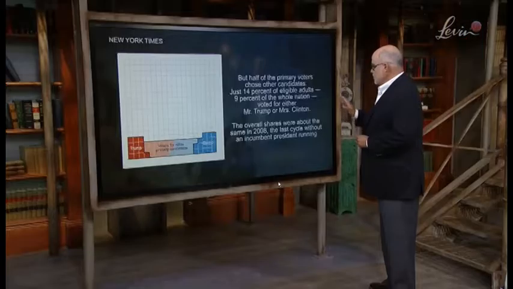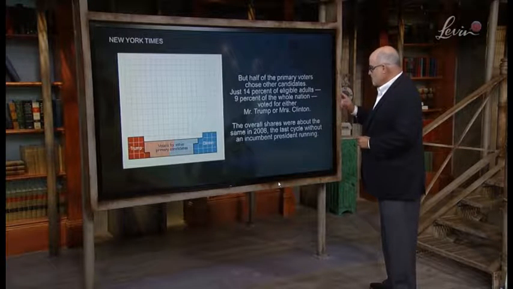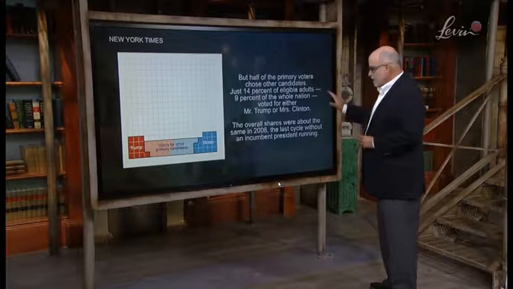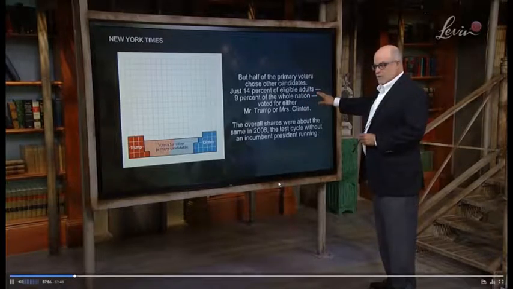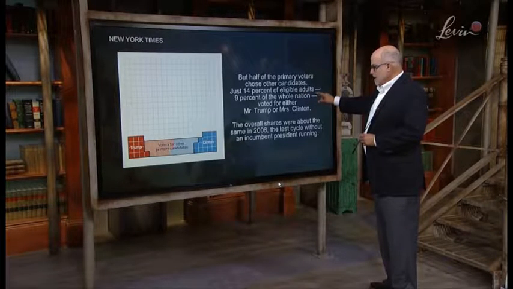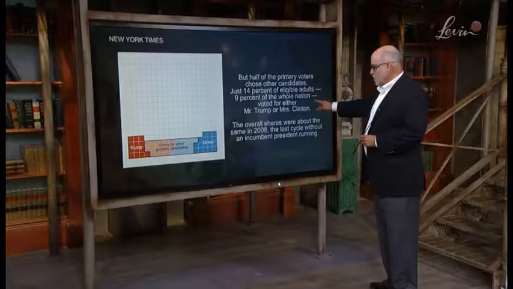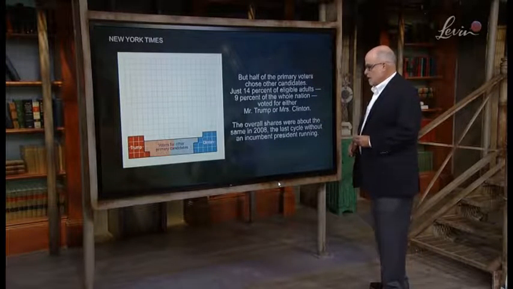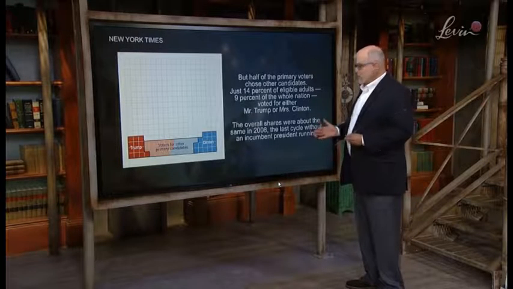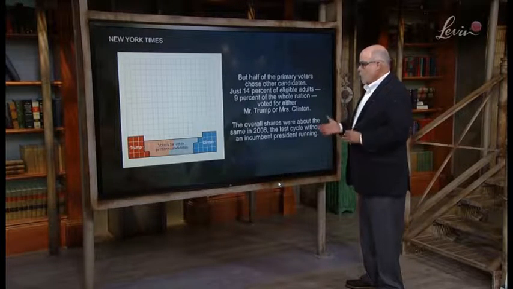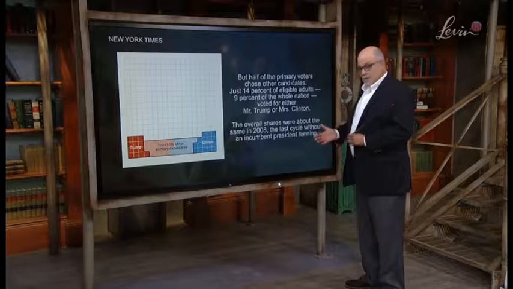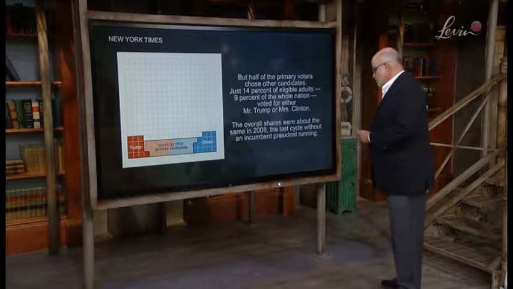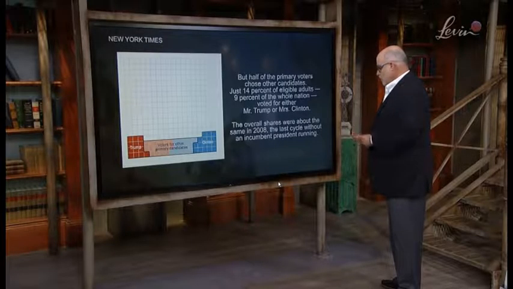Just 14% of eligible adults, 9% of the whole nation, voted for either Trump or Clinton. Got that? 14% of the eligible adults voted. 9% of the whole nation voted for either Trump or Clinton. And if you want to break it up even more, they got about 4.5% each of the whole nation's vote in getting their nominations. The overall shares were about the same in 2008, the last cycle, without an incumbent president running.